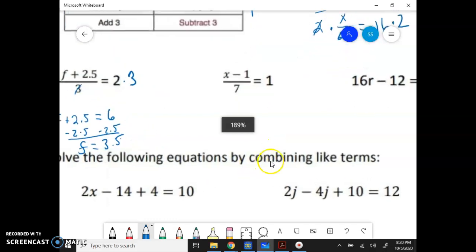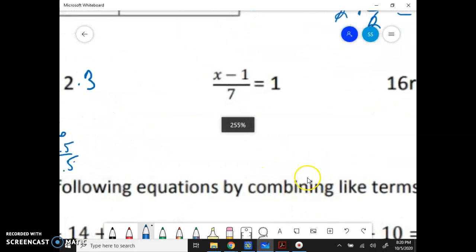I'm going to zoom in a little bit more to give me some more room to write here. This next one, we've got x minus 1 divided by 7. Again, I need to go in reverse order, so I want to get rid of that 7 first. So I'm going to multiply by 7 on both sides. If I do it to one side of the equal sign, you have to do it to the other side.